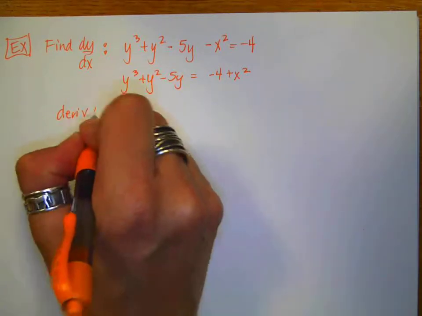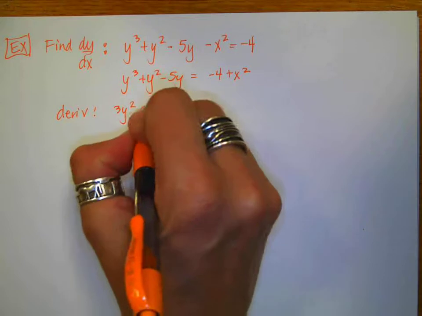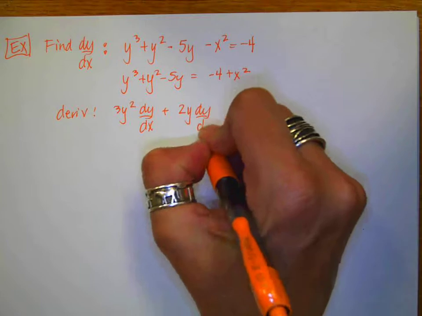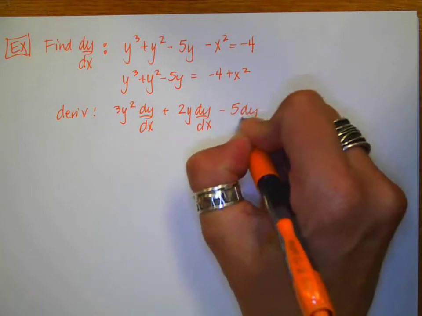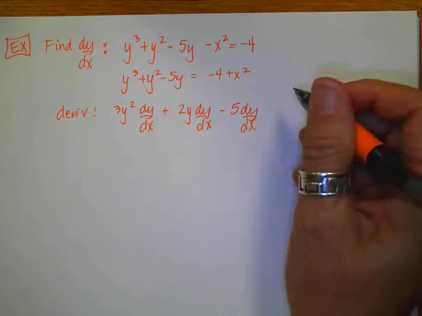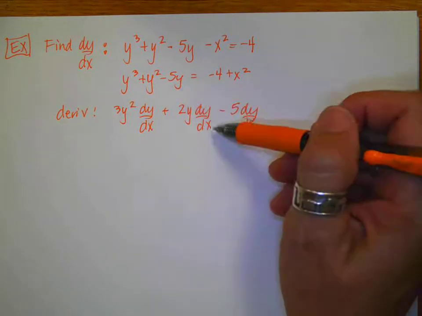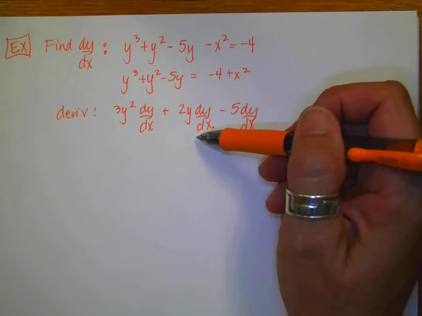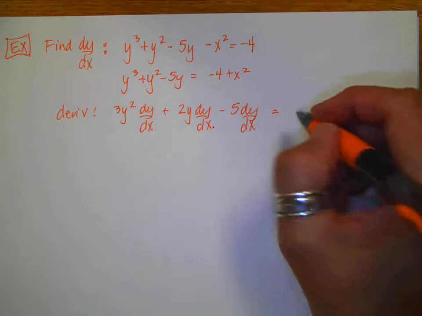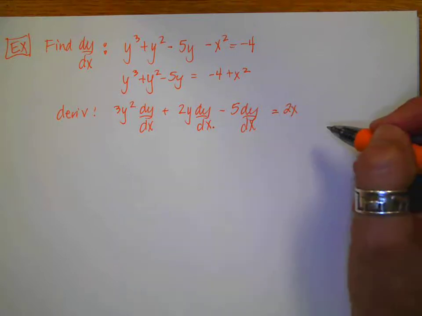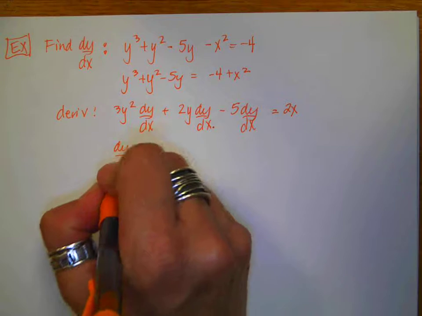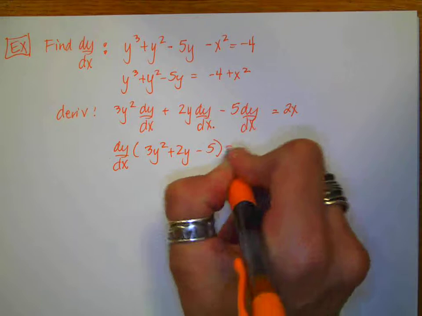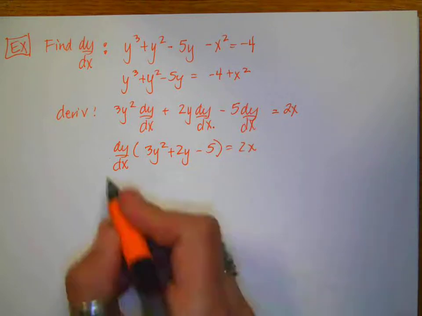And now if I take the derivative of both sides, I'm going to get 3y squared dy/dx plus 2y dy/dx minus 5 dy/dx. And remember, I'm generating a dy/dx because I'm taking the derivative of y with respect to x, but because the variables don't match, I have to include that notation, and then I'm going to get 2x on this side. Now I'm going to factor out my dy/dx's, so dy/dx times 3y squared plus 2y minus 5 is 2x.